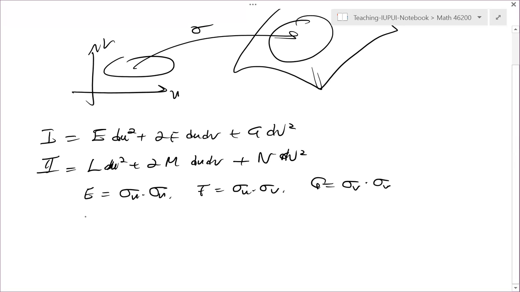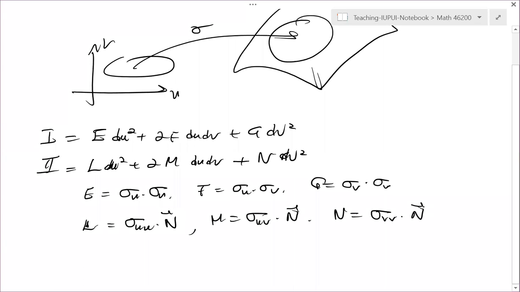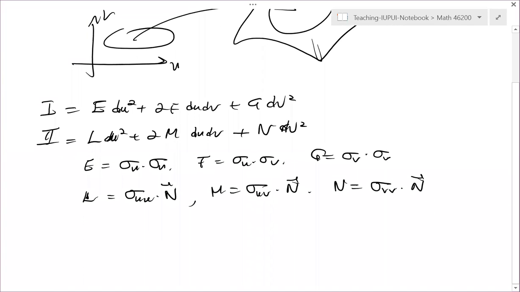Now, there was a Gaussian map. It's a normal vector. If you use a normal vector, then the second fundamental form is defined by the following formula. L equals sigma uu dot n, M is sigma uv dot n, and N is sigma vv dot n. So n is a normal vector.